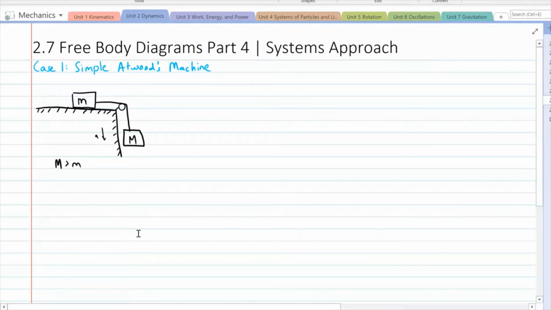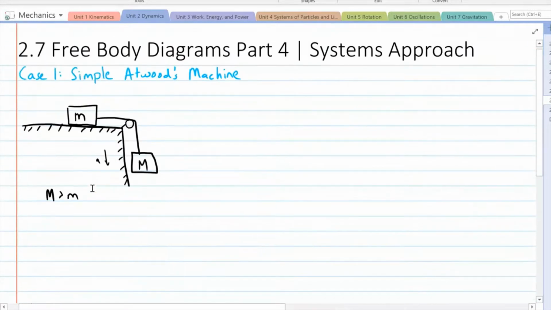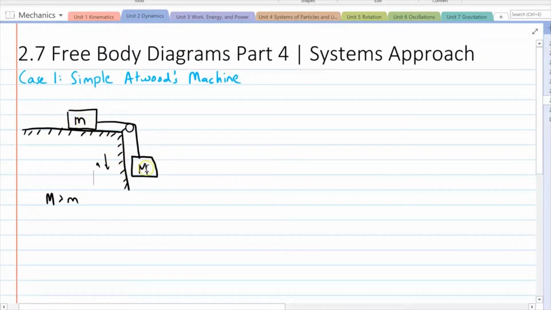So this is the very first case I have drawn here. We have a little mass m and a big mass M, and the big mass is obviously greater than the little mass. The acceleration is going downwards, so it is going to be accelerating this way. And we just want to find an equation for the acceleration for this, right? Try to describe it in terms of these masses and any force between them, any gravity, anything like that.